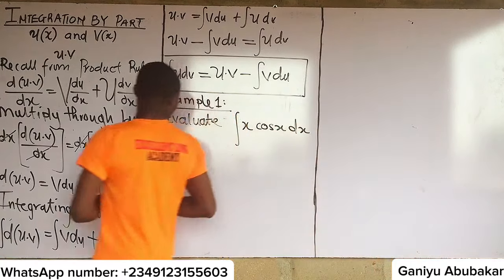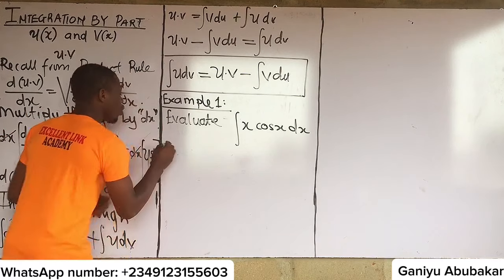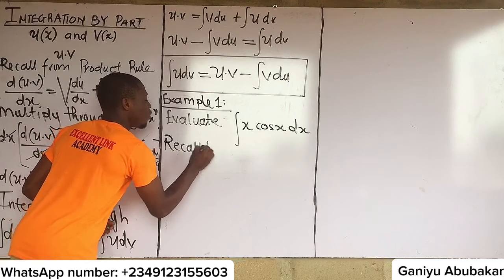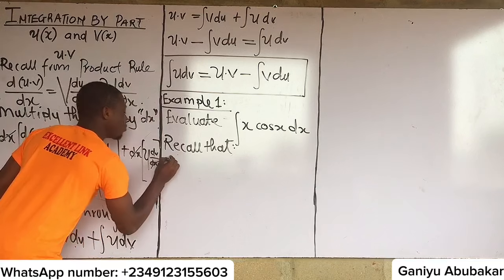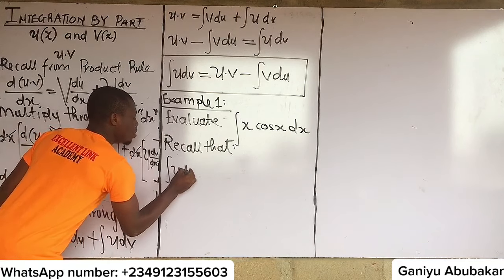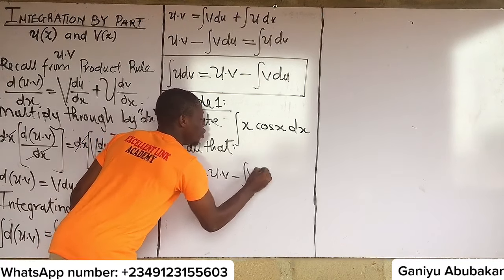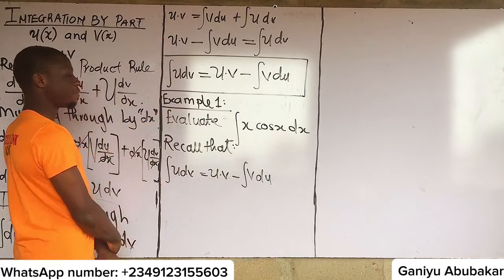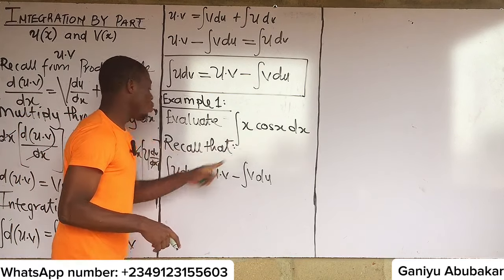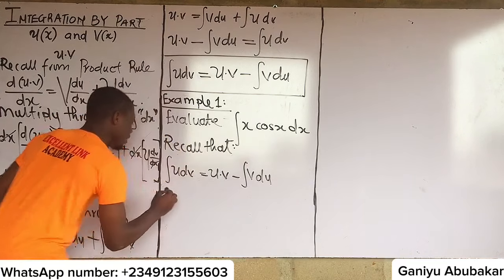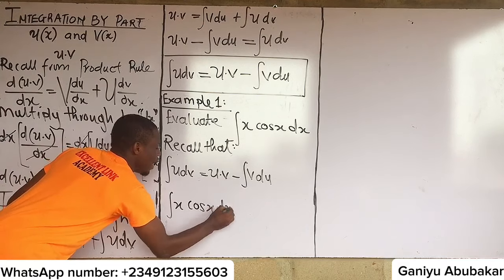My task now is to recall our formula for calculating integration by parts. Recall that when it comes to integration by parts, the formula becomes the integral of u dv equal to u dot v minus the integral of v du. At this point, recall this formula. Now, what next? Your next task is to compare your question with this one here. So pick out this one first. I have the integral of x cos x dx.